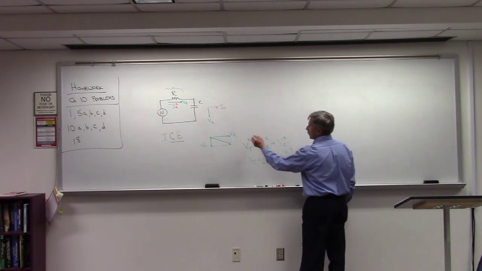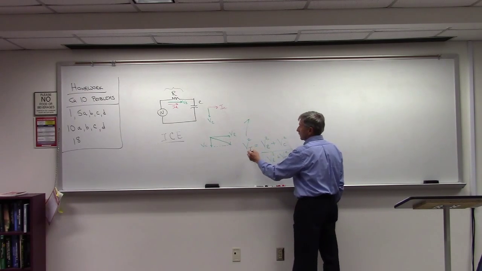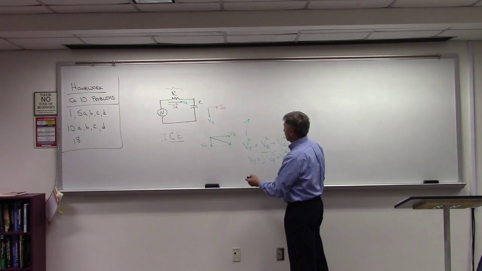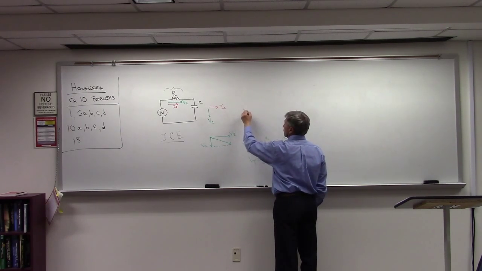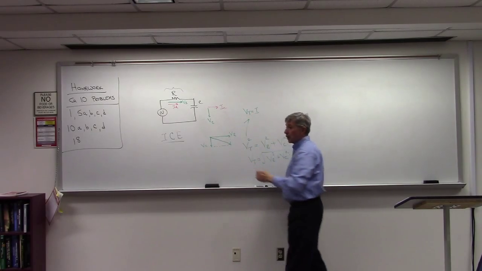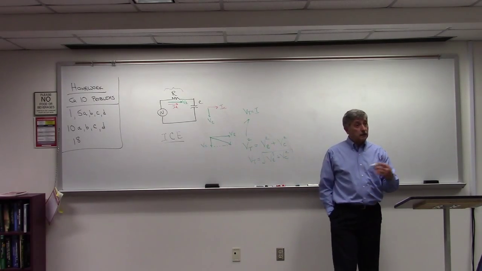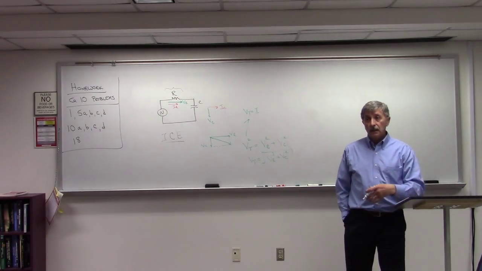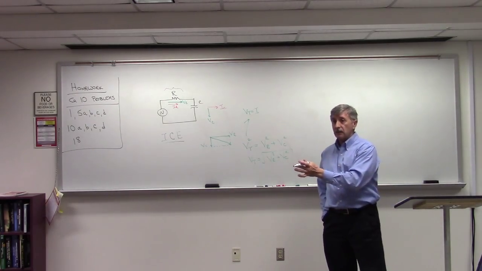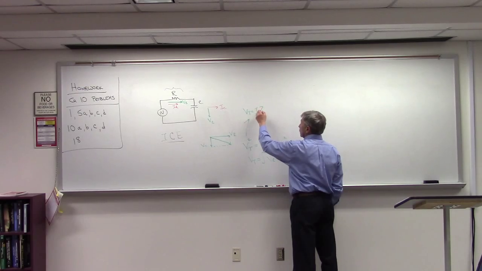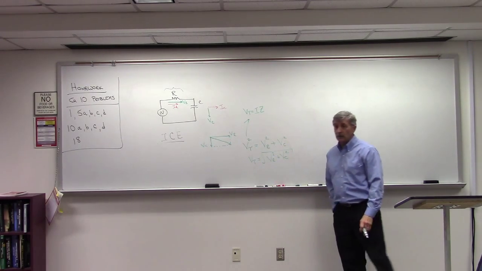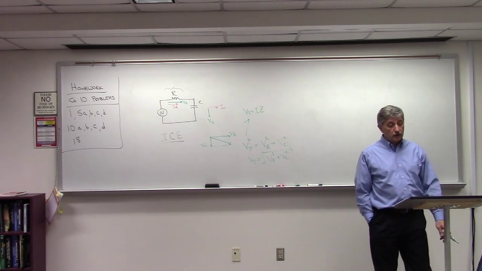But here's what I really want you to see. The total voltage is equal to the total current times the total impedance. Impedance is resistance plus capacitive reactance. It's the total opposition of current flow by those two components, and we use the letter Z to represent impedance.